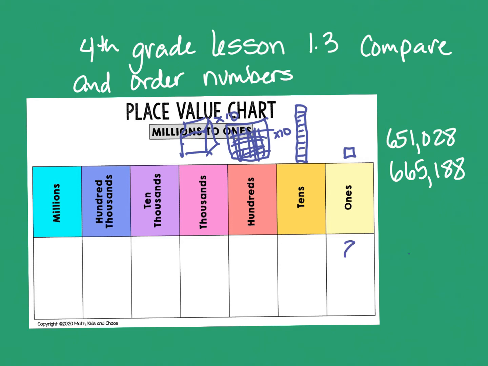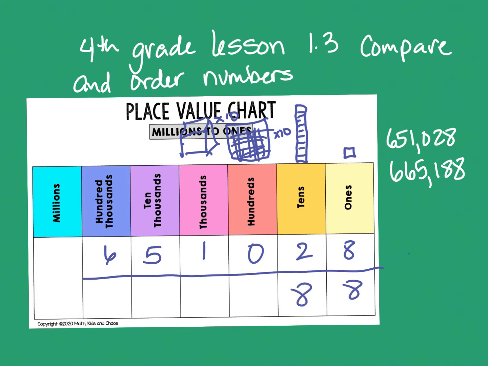So I have an 8 in the ones place right here. Then a 2, 0, 2, 0, 1, 5, 6. So I'm just moving it backwards. And then I'll do the same with the other number. 8 from here. 8, 1, 5, 6, 6.